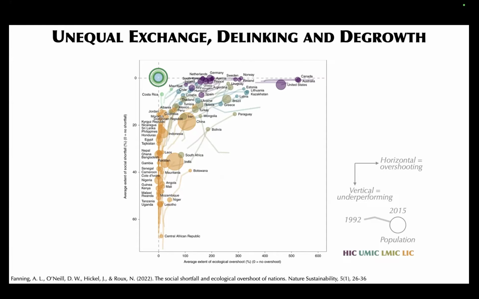So there's a lot of information in this graph, the colors and the bubbles. I won't go into that. I've got a little explanation here at the bottom right, but I just want to show this sort of trend, right? So a lot of countries are underperforming socially, and a lot of countries are overshooting ecologically.